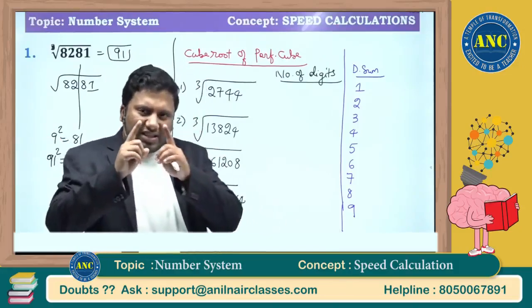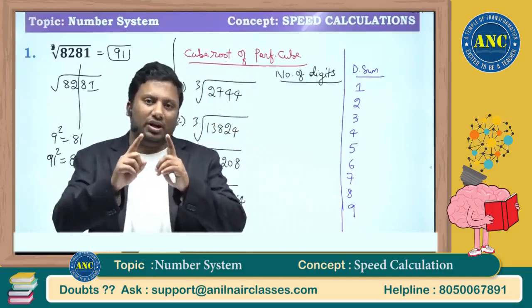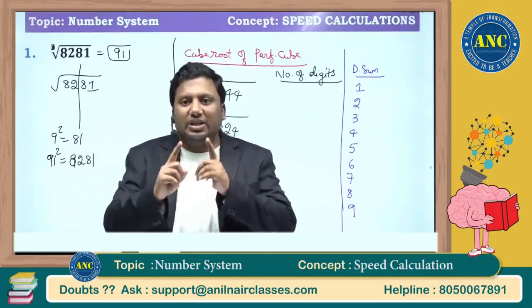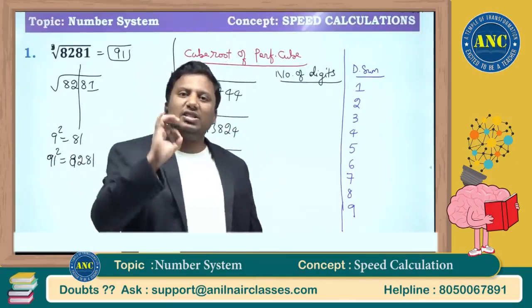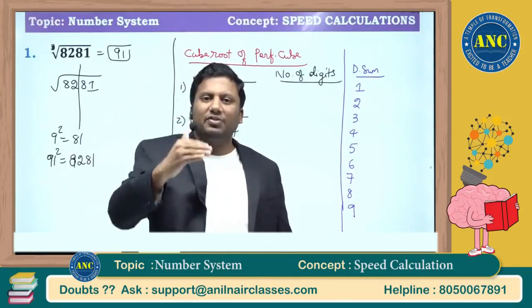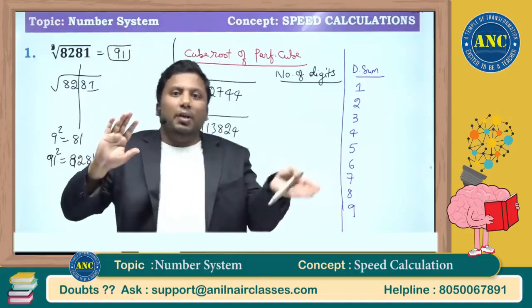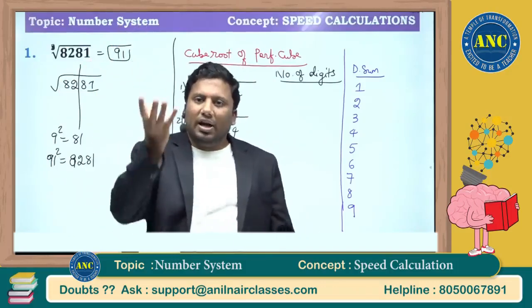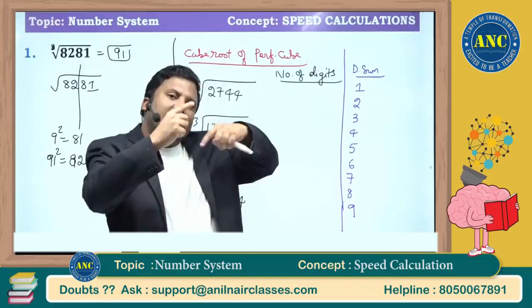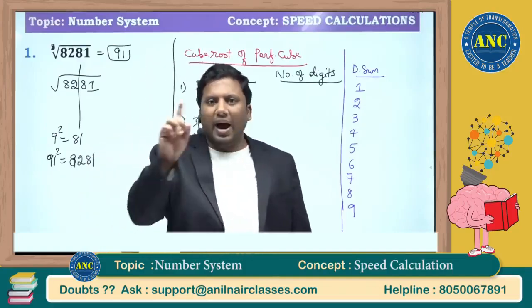Now, there is a subtle difference between digital sum and digital root. In India, we use digital root, but we call it a digital sum. Digital sum is the sum of the digits, that's all. Digital root means you keep on doing digital sum till you get a single digit number. Digital root is the recursive process of digital sum. Digital sum means add the digits.